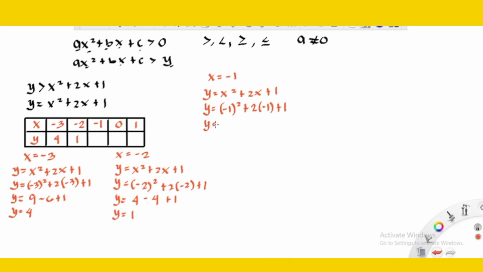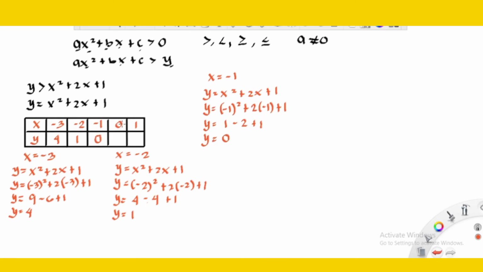So, we have now y equals square ng negative 1 is 1 plus 2 times negative 1, that is negative 2 plus 1. So, we have now y equals 1 minus 2. That is negative 1. Negative 1 plus 1. So, therefore, y is 0. So, if x is negative 1, y is 0.